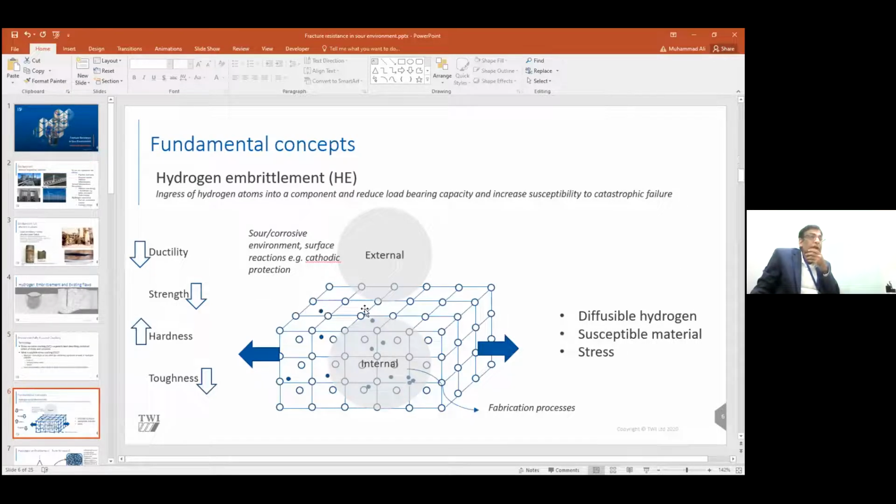As I have said, this is one of the most dominant phenomena of failure which occurs under sour service conditions. What hydrogen actually does is that interstitial hydrogen atoms can reduce the cohesive strength of a structure, and hence they can also reduce the fracture resistance of the material. The most prominent effects of hydrogen embrittlement are loss of ductility, loss of strength, increase in hardness, and loss of toughness.